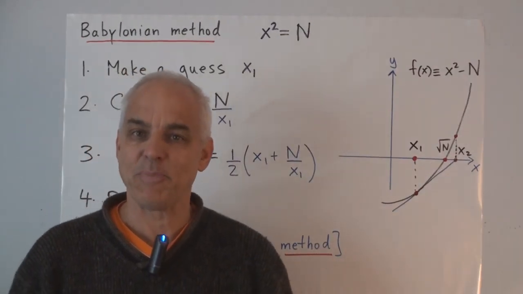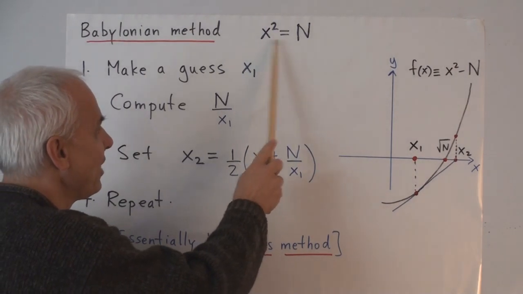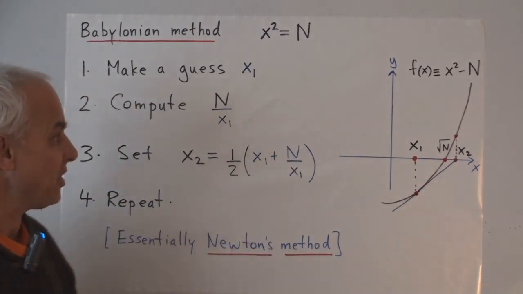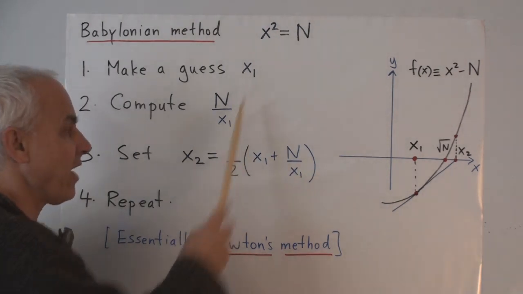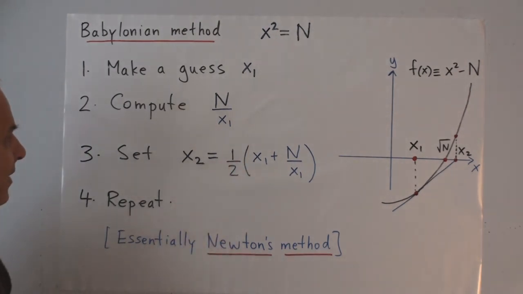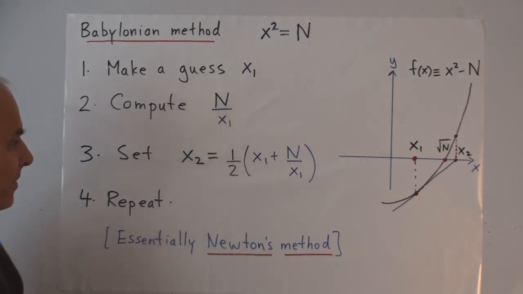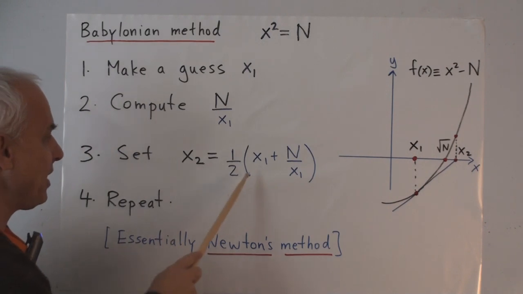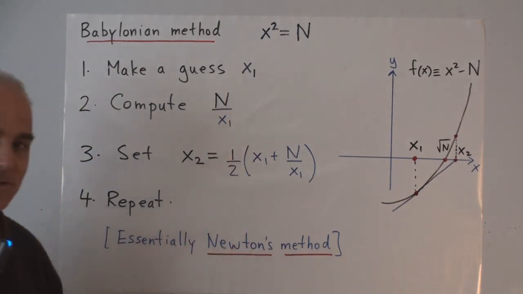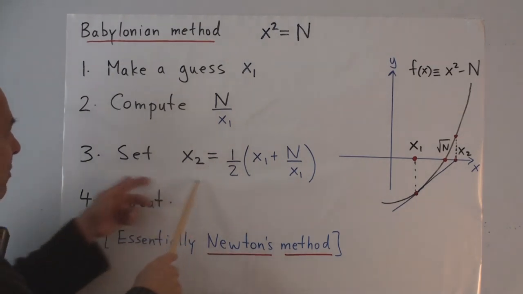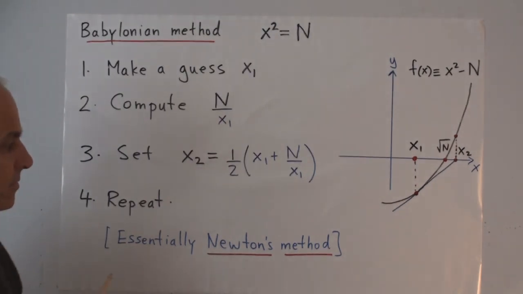Here's another method that goes back to the ancient Babylonians. Basically the idea is this. Suppose that x squared equals n is the equation we're trying to solve. So what we do is we make an initial guess x1. We compute n divided by x1. Then we set x2 to be the average of these two numbers, the average of x1 and n divided by x1. And then we repeat the process using x2 instead of x1.